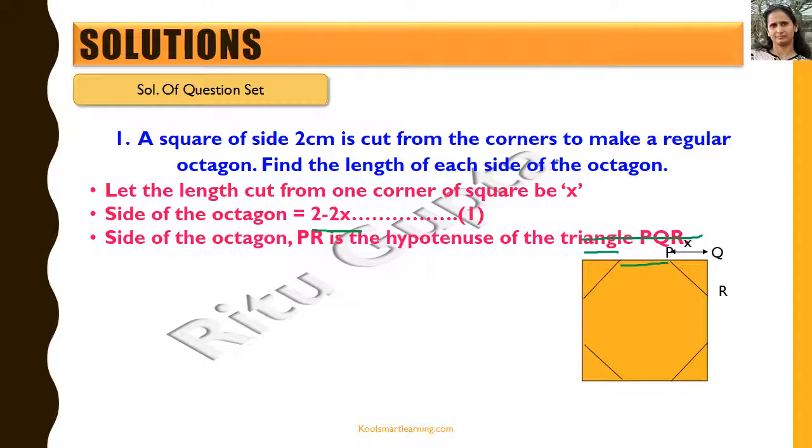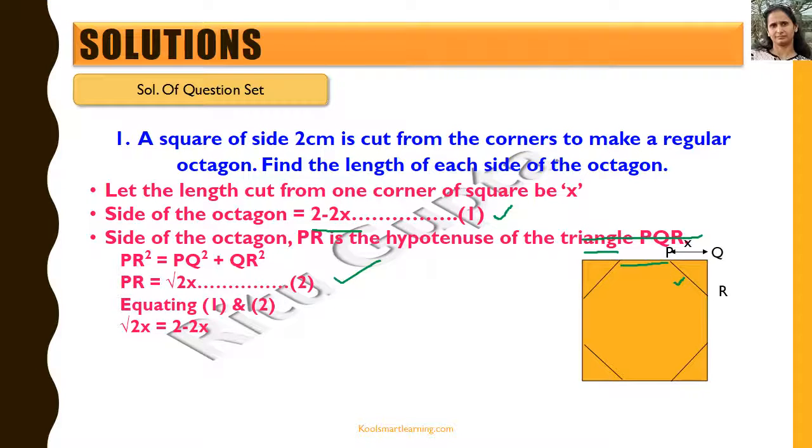Now if we see in this triangle PQR, we know that PR is the hypotenuse of this right angle triangle, and we also know that PR is also the side of the octagon. So now using the Pythagoras theorem, we can say that PR square is equal to PQ square plus QR square, and we know that PQ as well as QR is equal to x. So this gives us PR is equal to root 2x. So we have these two equations for the side of the octagon. So we equate these two and we get root 2x is equal to 2 minus 2x.